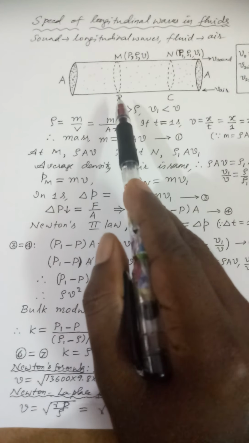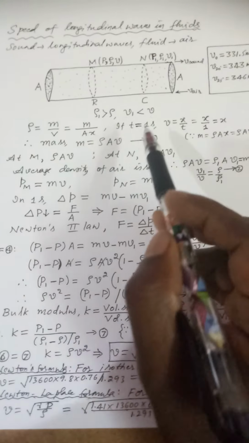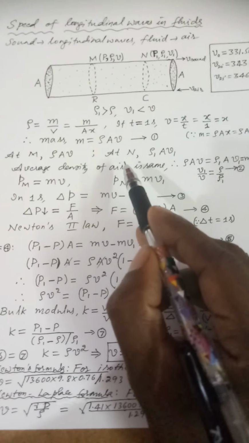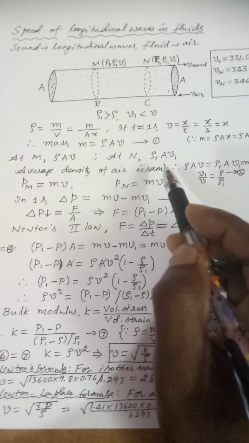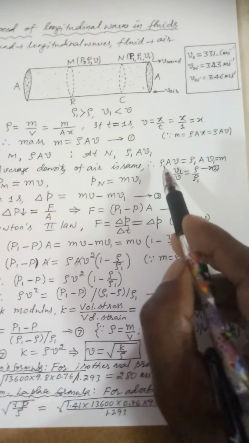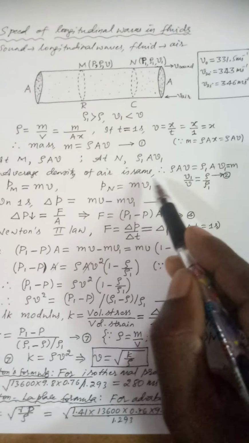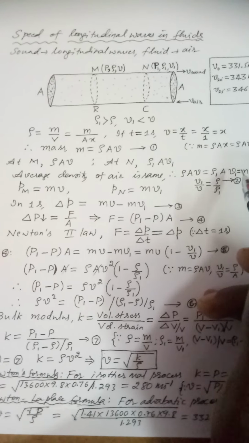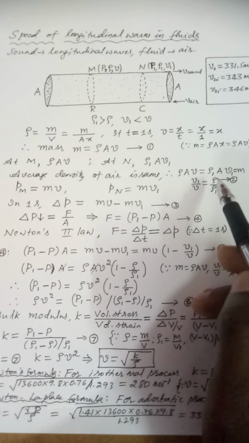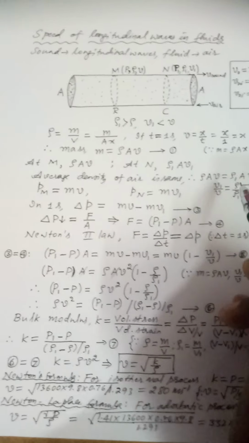At section M, mass entering is rho A V. At section N, mass exiting is rho 1 A V1. Average density of air is the same. Therefore I can write rho A V is equal to rho 1 A V1. Both are equal, and this is equal to mass. A cancels on both sides. I can write V1 by V is equal to rho by rho 1. Call it equation number 2.